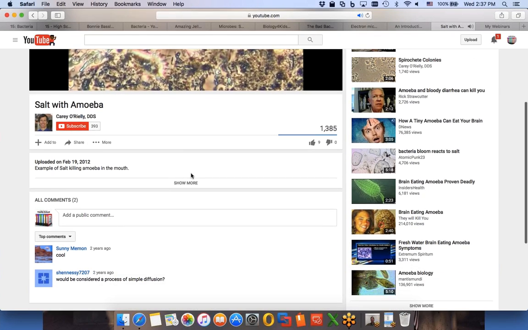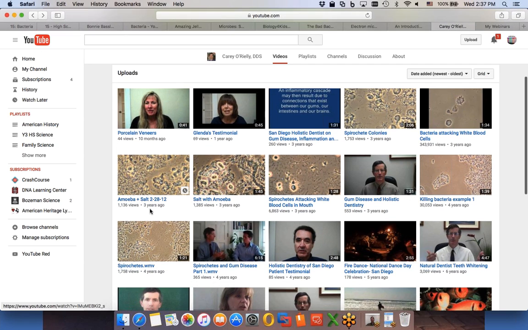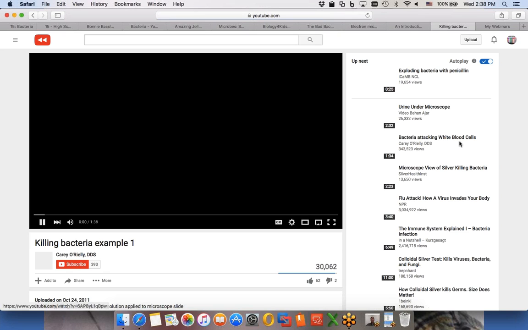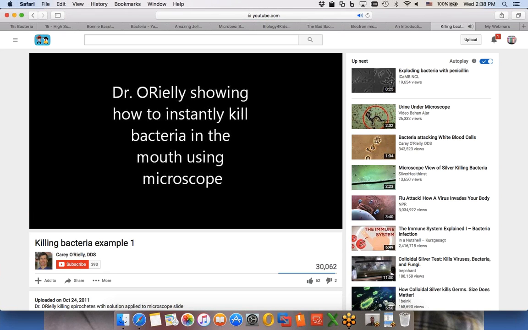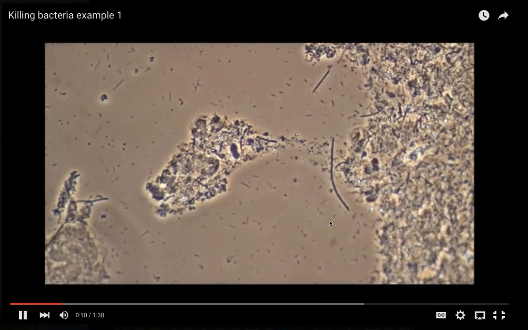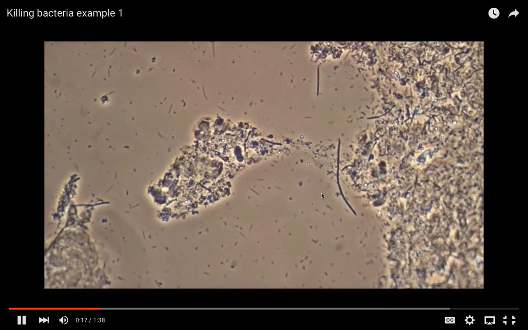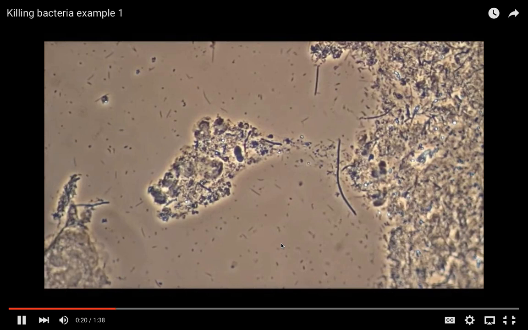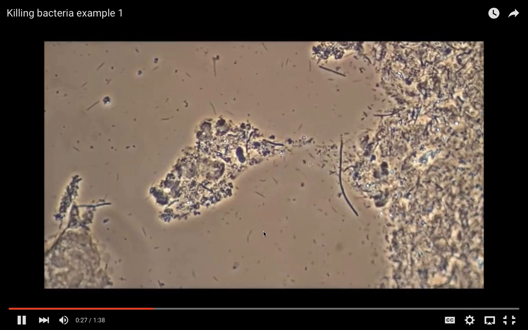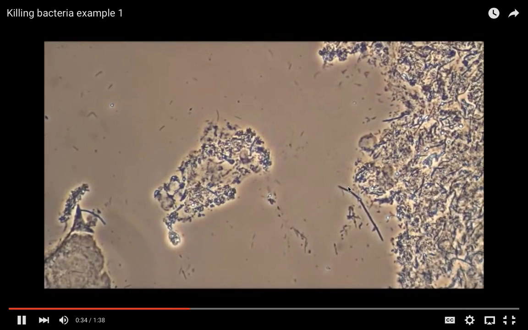Let me see if there's another one. Let's go back a couple of screens, to this one here. This one is using a mouthwash to show the effect of the mouthwash on the bacteria. We see all the bacteria here moving and alive. Then pretty soon he's going to put the mouthwash into the sample. You see how the bacteria react, and then they all pretty much literally die.